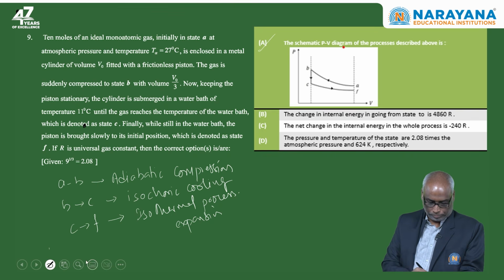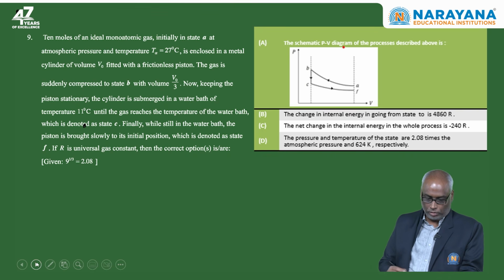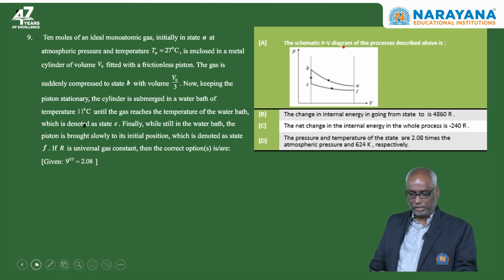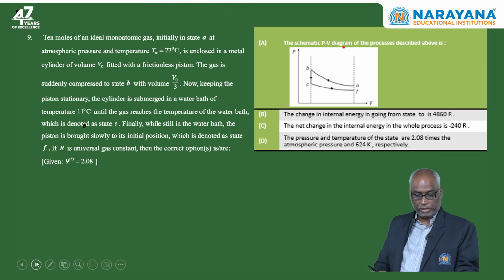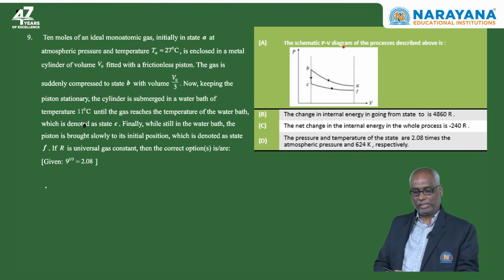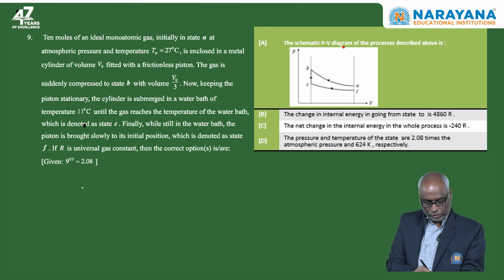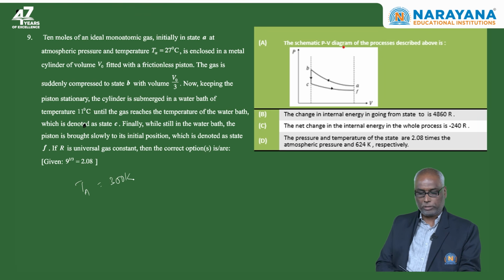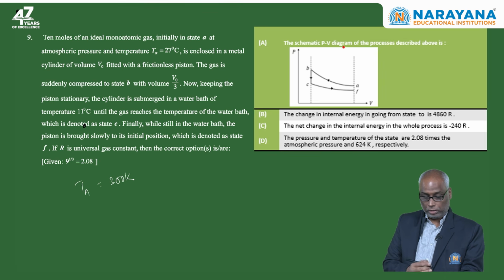Next, option B. In option B, they ask for the change in internal energy going from state A to state B. So, from state A to state B, what is the change in internal energy? How do you calculate it? To find the change in internal energy, we should know the initial temperature and final temperature. Temperature at A we know, which is 300 Kelvin. We need to find the temperature at B. AB is an adiabatic process, so we know initial volume, final volume, and initial temperature, and we need to calculate the final temperature. So, how do you calculate this?